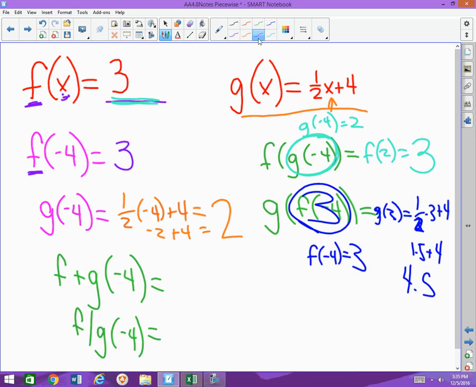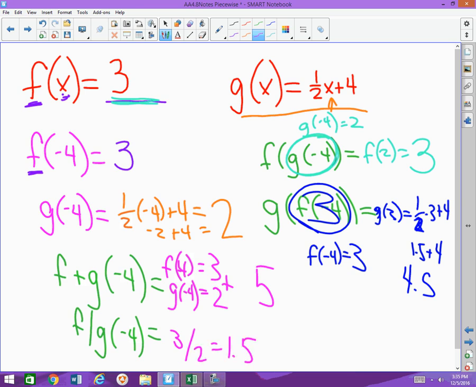And if you have something along this line, it's f plus g of a negative 4. Well, here you have to figure out what's f of negative 4, and what's g of a negative 4. Well, we know f of a negative 4 is 3, g of a negative 4 is 2, and so f plus g would be 3 plus 2, or 5. If you had f divided by g of a negative 4, well, then you would have 3 divided by 2, which is 1.5. So that's a review of the last section.